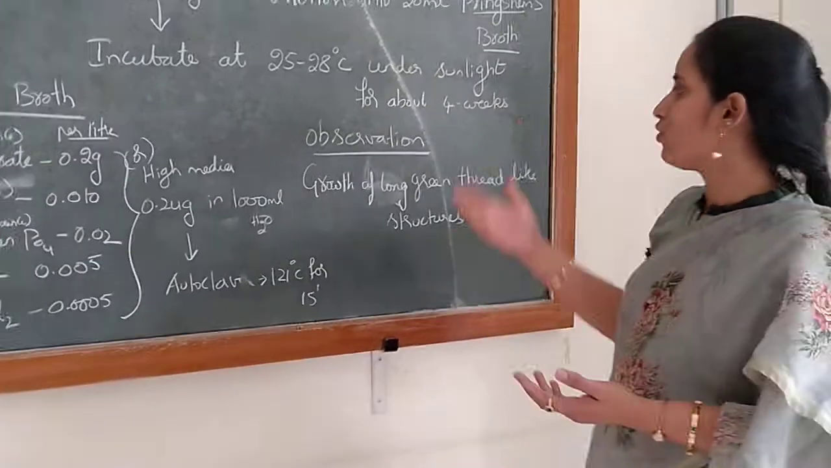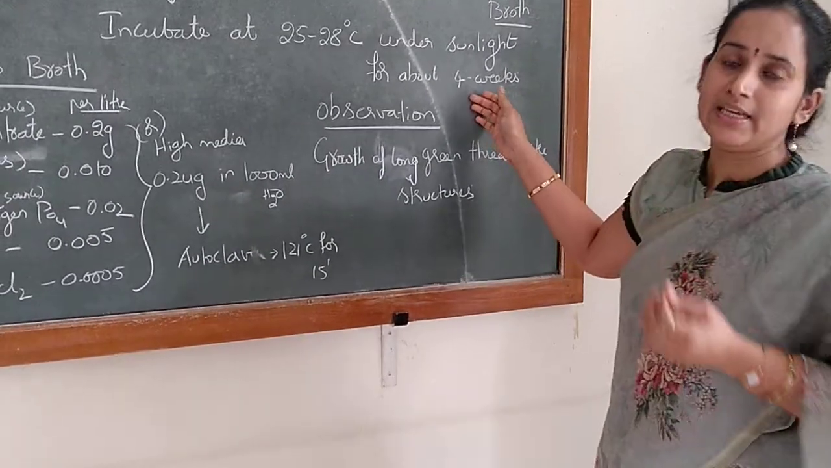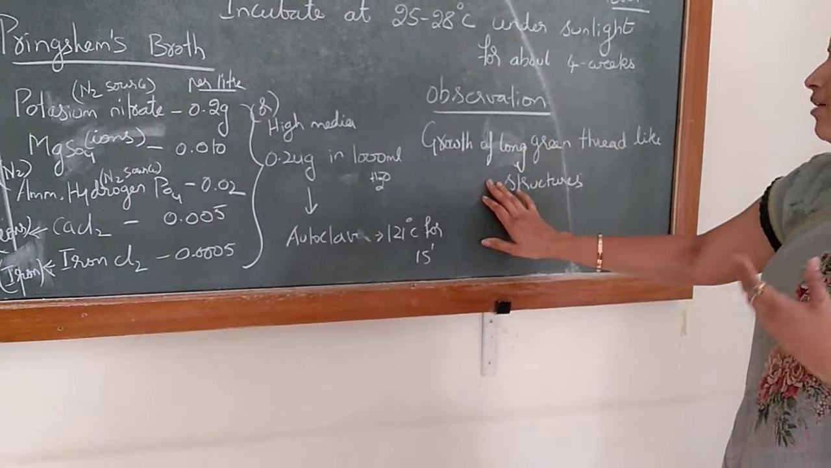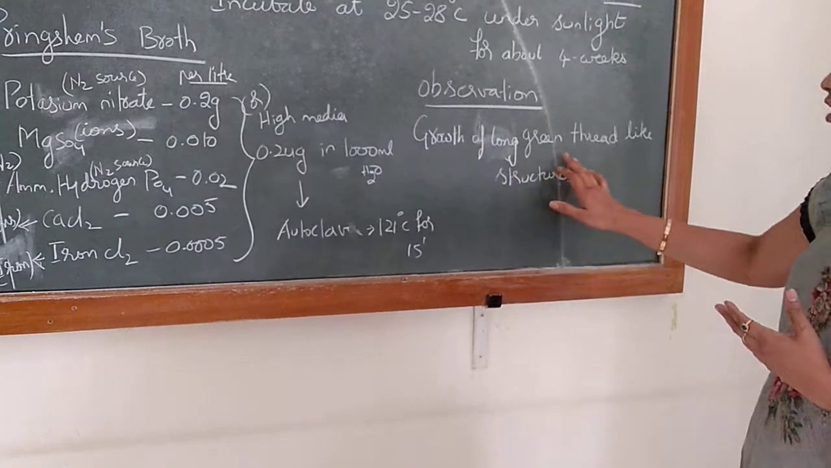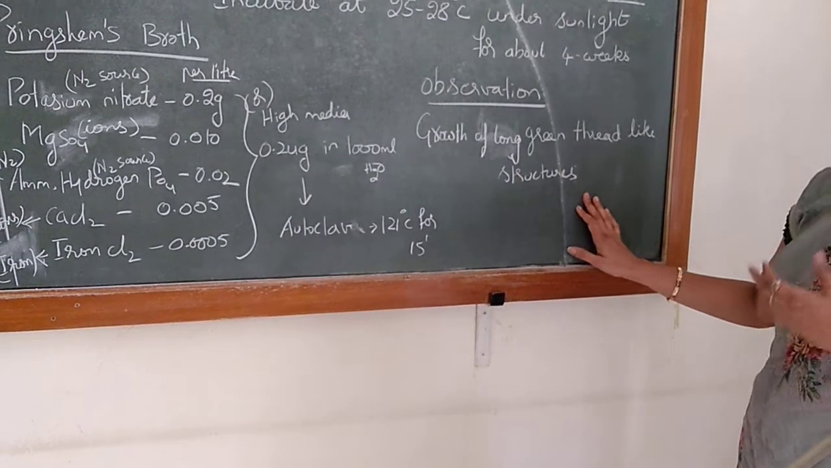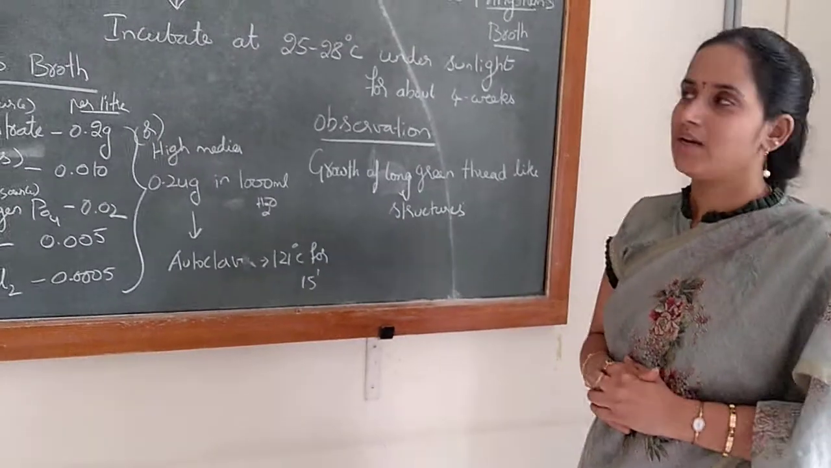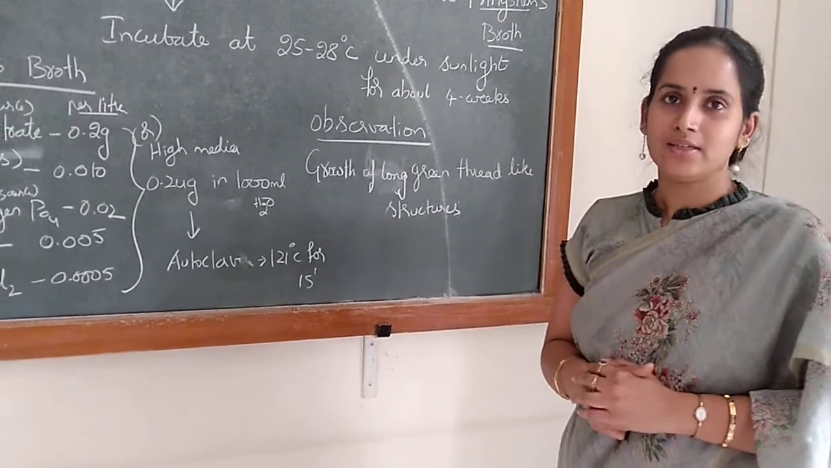After 4 to 5 weeks, how do you observe the growth of cyanobacteria? Inside the flask, we can see the growth of long green thread-like structures, which are nothing but blue-green algae or cyanobacteria. I hope the protocol is clear. Thank you.